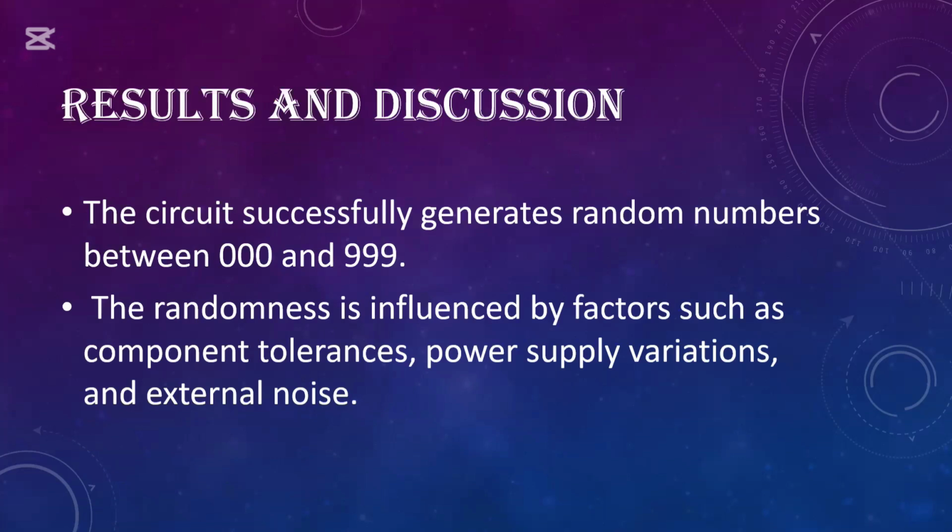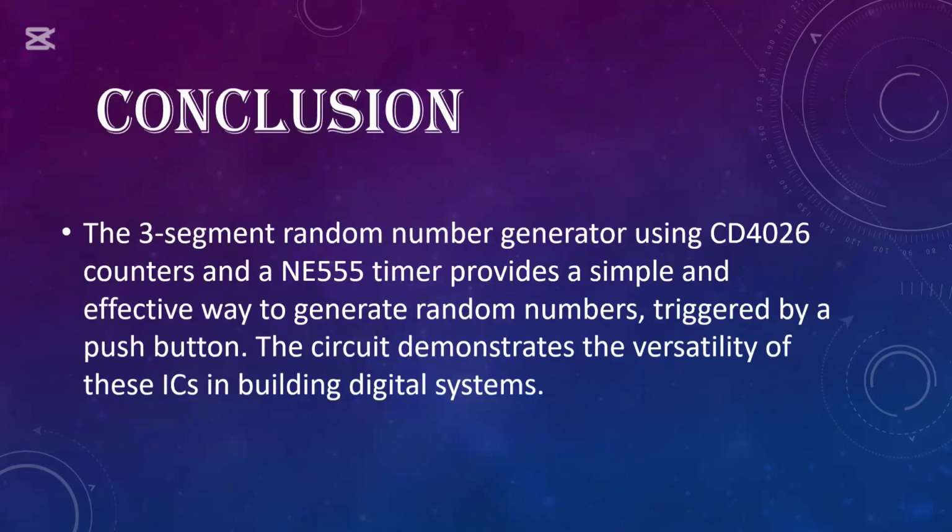Result. The circuit successfully generates random numbers between 000 and 999. The randomness is influenced by factors such as component tolerance, power supply variations, and external noise. Second, conclusion. The 3-digit random number generator using CD4026 counters and a NE555 timer provides a simple and effective way to generate random numbers triggered by a push button. The circuit demonstrated the versatility of these ICs in building digital systems.